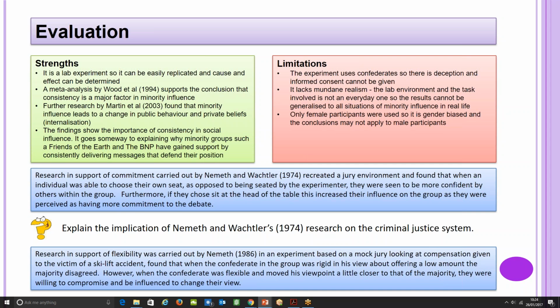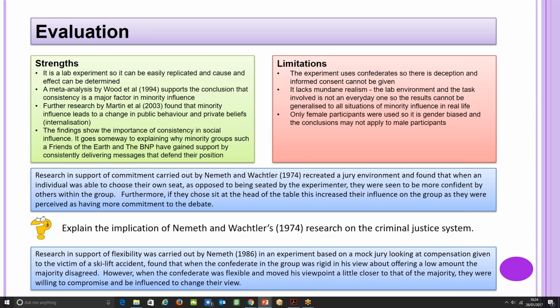Nemeth's findings have serious repercussions for the criminal justice system, as it suggests that a minority can influence the majority simply by the position they sit at the table. However, Nemeth and Wachter 1974 suggested that the effects of the minority group on the majority may be somewhat diminished in a jury room environment due to the limited time for which a unanimous verdict must be reached.